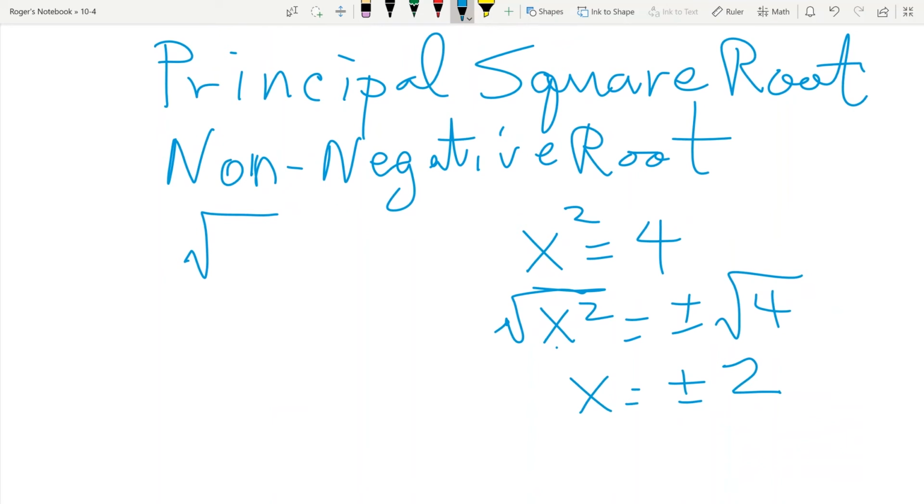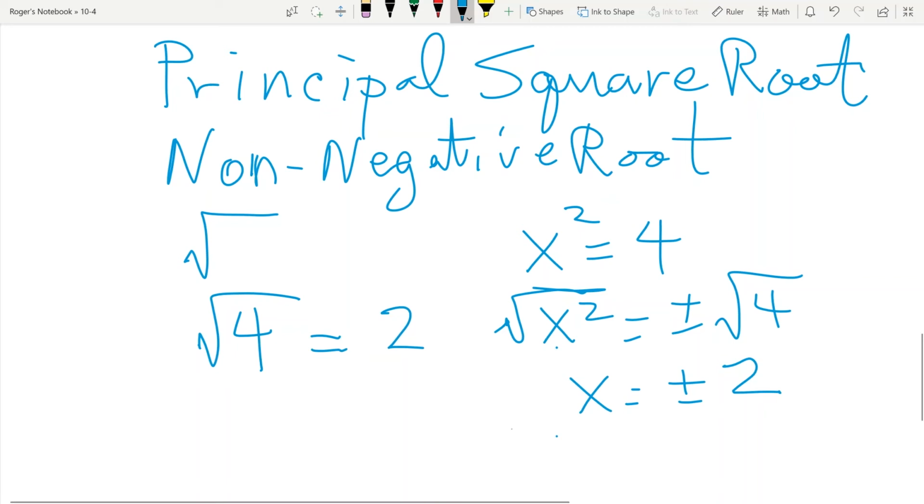However, if I was to just say this, what is the square root of 4? What would be your answer? In this case, the square root of 4 is only equal to 2, the non-negative square root. And you may say, wait a minute, how come over here on the right we have the square root of x squared equals plus or minus the square root of 4, and then x equals plus or minus 2, but the square root of 4 over here on the left is just equal to 2.